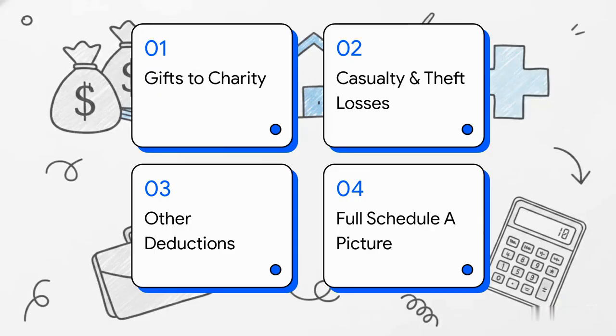Here is our roadmap for today's explainer. We're going to start off with gifts to charity, then we'll move into casualty and theft losses, dive into other itemized deductions, and finally wrap it all up by looking at the full Schedule A picture. Let's get right into it.